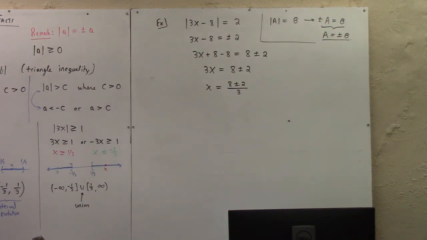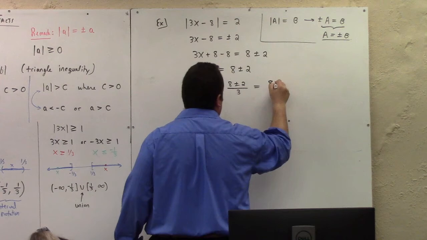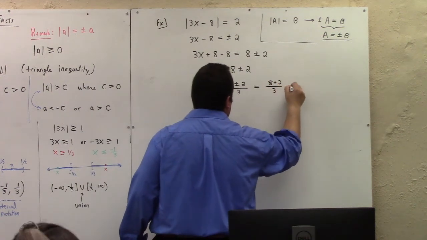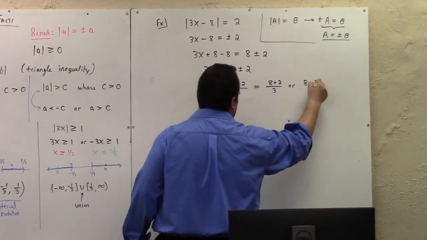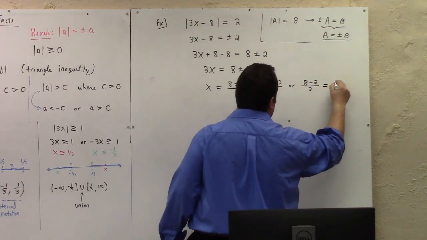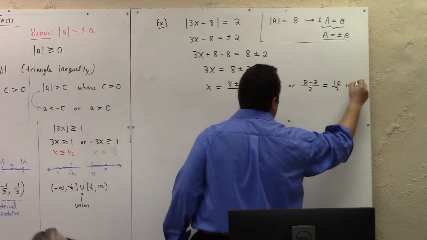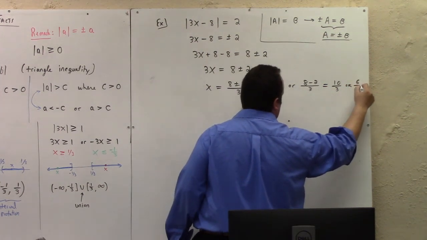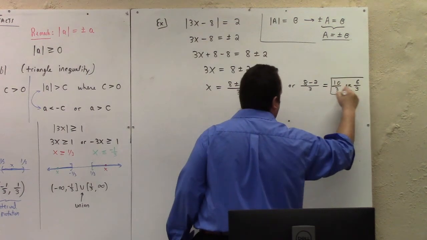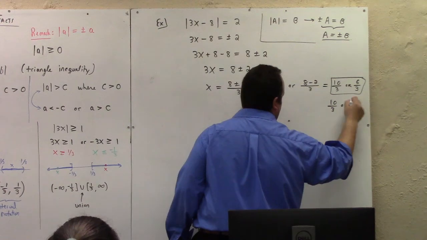Now, at this point, I'll investigate the plus and the minus case separately. So this gives us 8 plus 2 over 3, or 8 minus 2 over 3, also known as 10 over 3, or 6 over 3, which of course you could write as 2, right? So it's either 10/3 or 2.